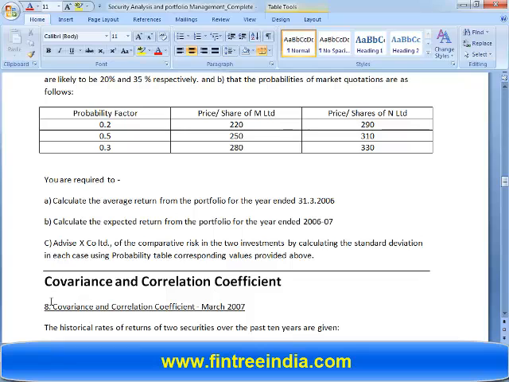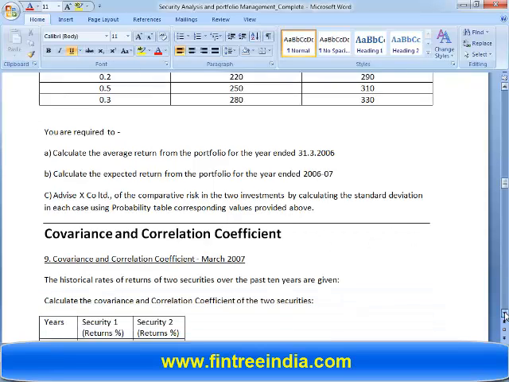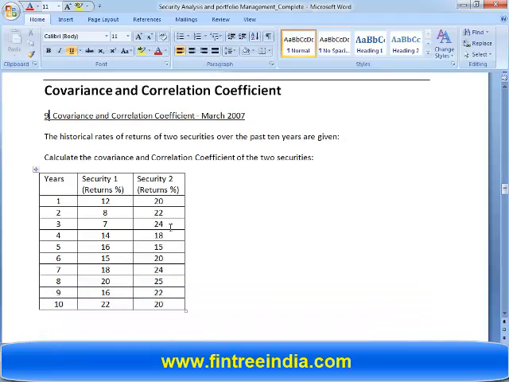So this should be question number 9 now. We've solved 8, right? So this is 9 now. Covariance and correlation coefficient, March 2007. The historical rates of return of two securities over the past 10 years are given here. Calculate the covariance and correlation coefficient of the two securities.